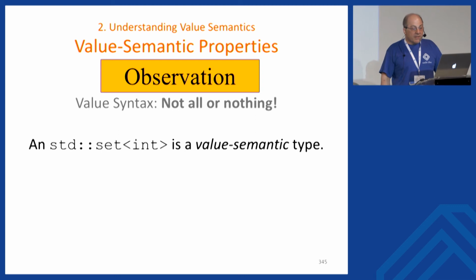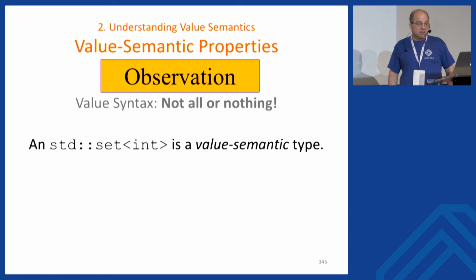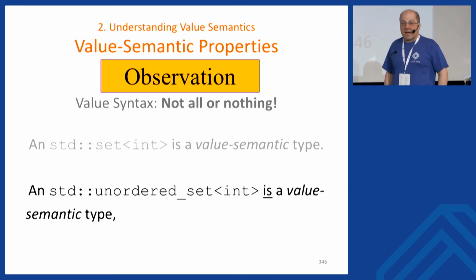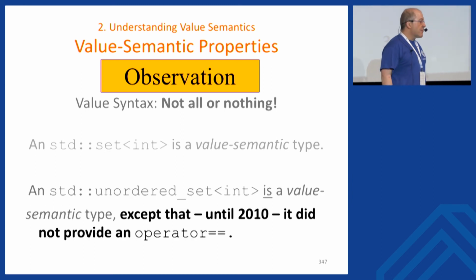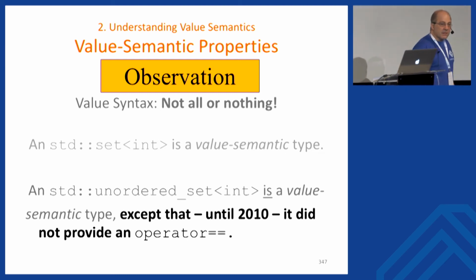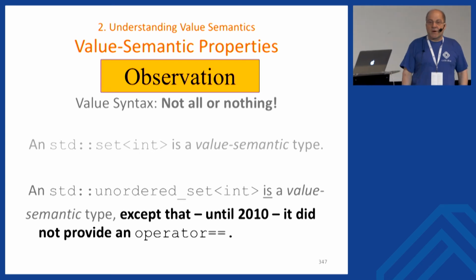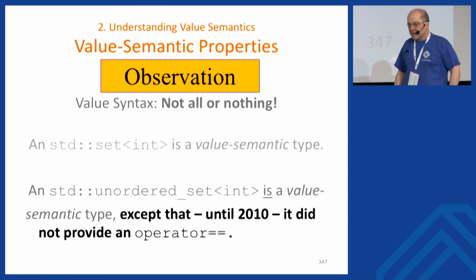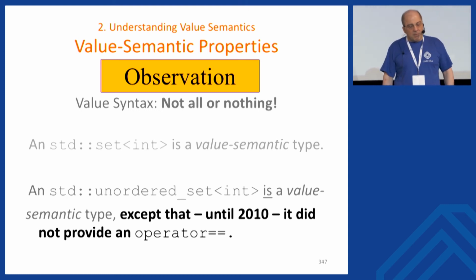It's not all or nothing. It turns out we don't need to have everything in order for something to be value semantic. It turns out that unordered set is a value semantic type, but until I threw a fit in 2010, it did not have an operator double equals. And there was some discussion about whether unordered set should make the order of iteration salient, and the argument for it was, well, it'll be faster if we make it salient. And it's like, yeah, but it'll be wrong.